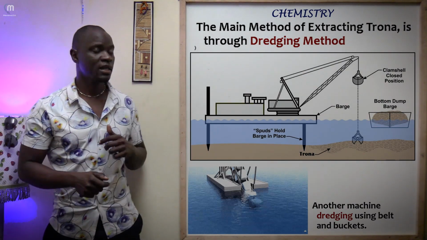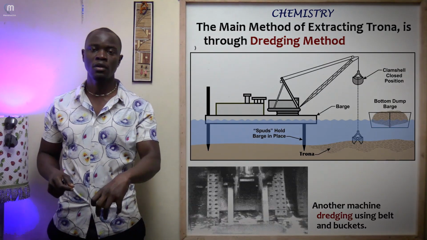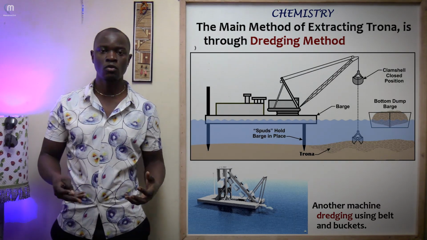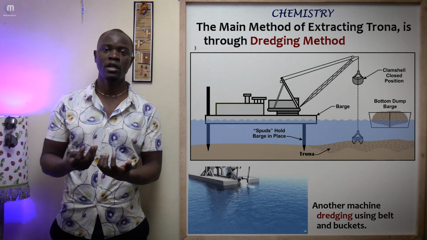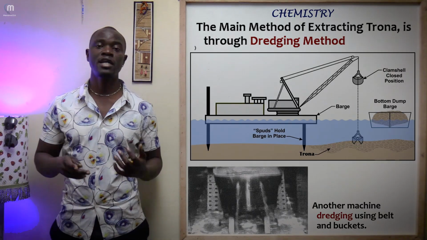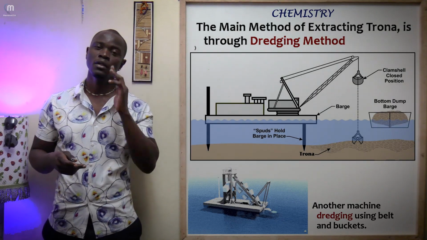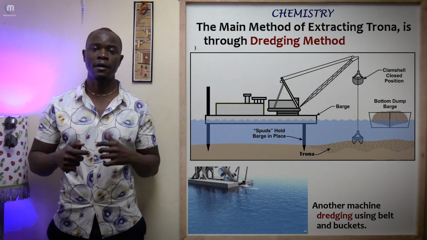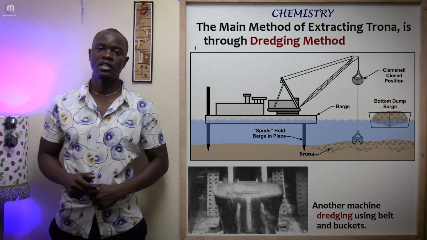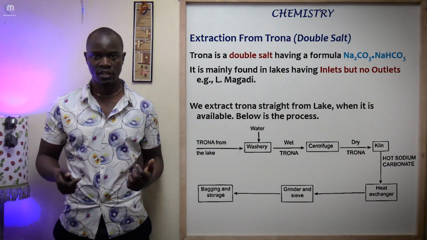As you can see, that machinery has a cap that is sunk towards the bottom of the lake. From the bottom of the lake, it is able to scoop the soil, or in this case to scoop the Trona, and then take it to the surface. So that is the process that is called dredging. If you obtain Trona from the bottom of the water body, this process is called dredging. That is how Trona is mined from the water body.